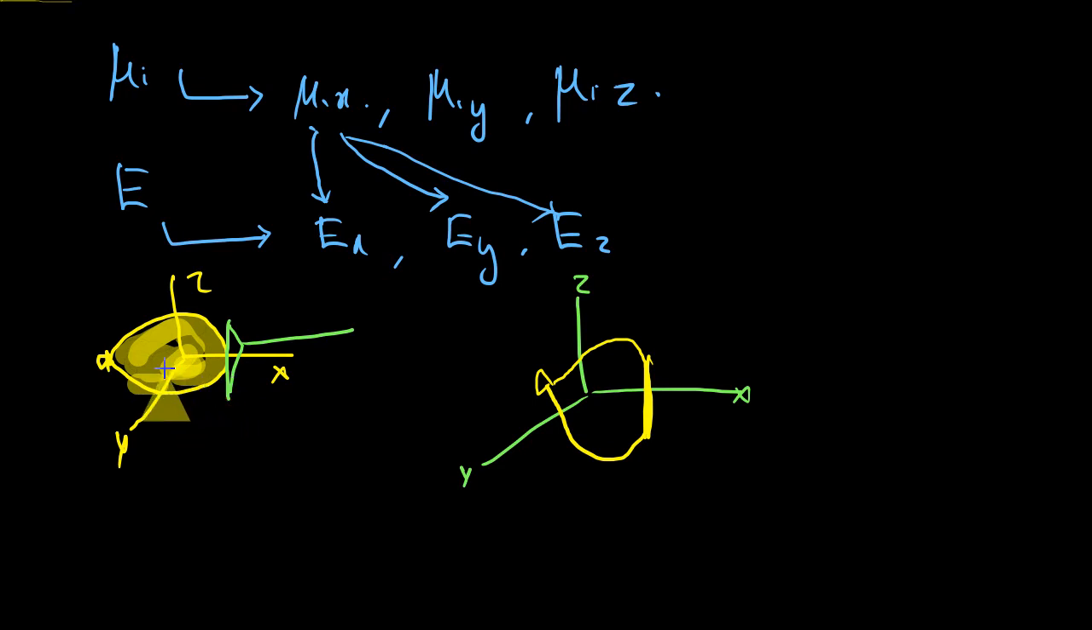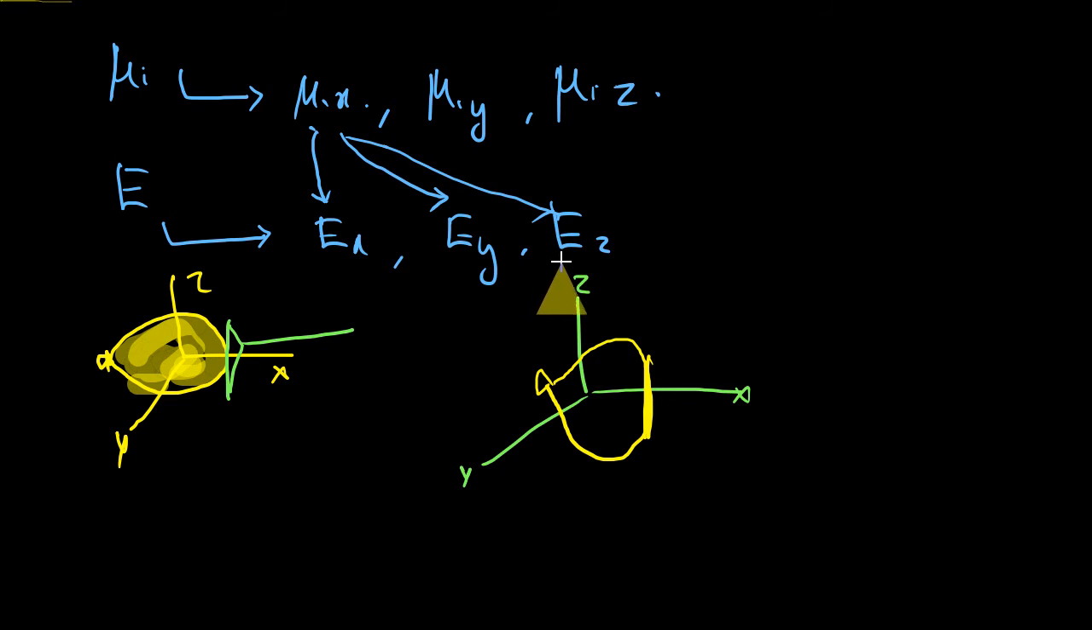Therefore, the induced dipole moment in any one direction, or the component of the induced dipole moment in any one direction, is set up by the electric field component in all directions. That is why I said mu Ix not only depends upon Ex but also depends upon Ey and Ez.